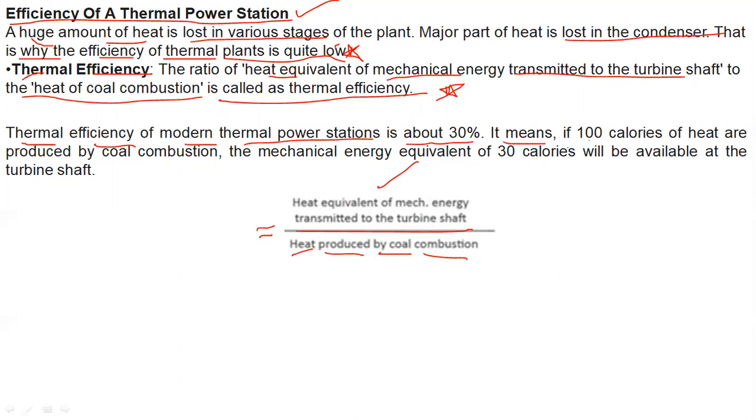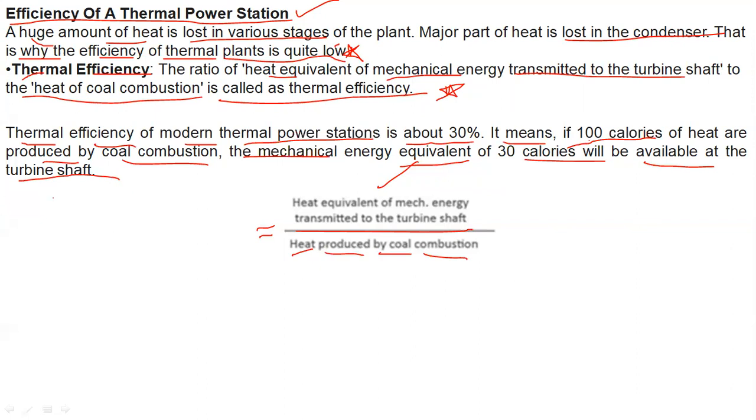It means if 100 calories of heat are produced by the coal combustion, the mechanical energy equivalent to only 30 calories will be available at the turbine shaft.